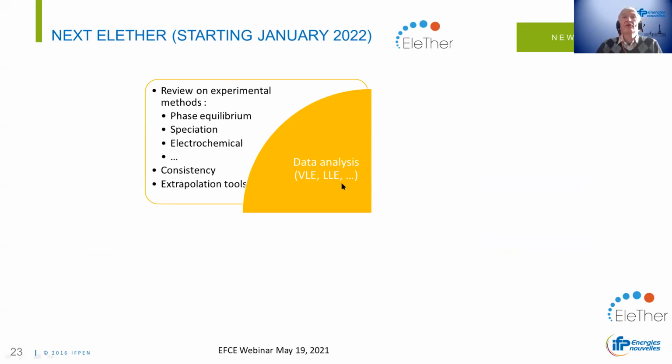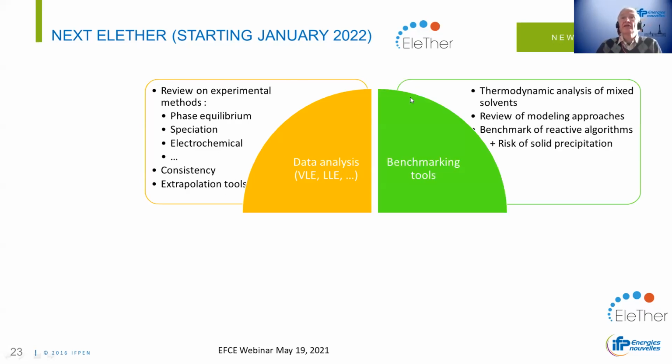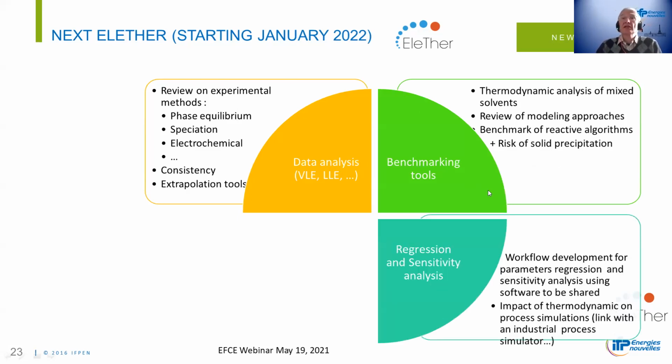First of all, we want to focus on data analysis, so review experimental methods. Next, we also want to look at models, benchmarking models, tools, and review modeling approaches, including solid precipitation. We want to take a much closer look at regression and sensitivity analysis, because this is something that is too little investigated, I believe, in academic work.